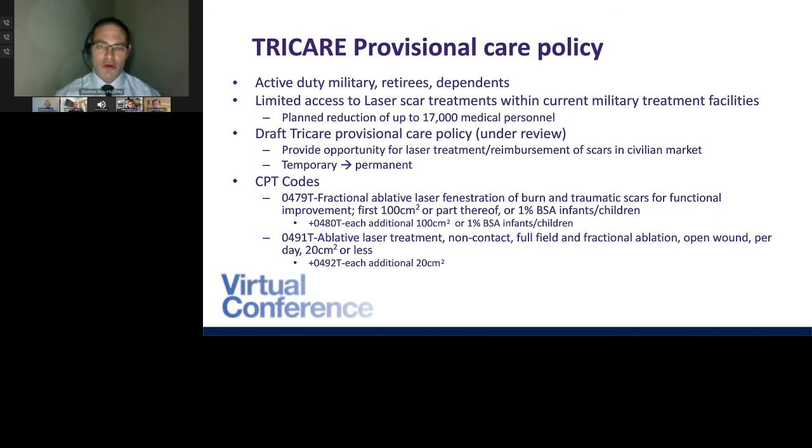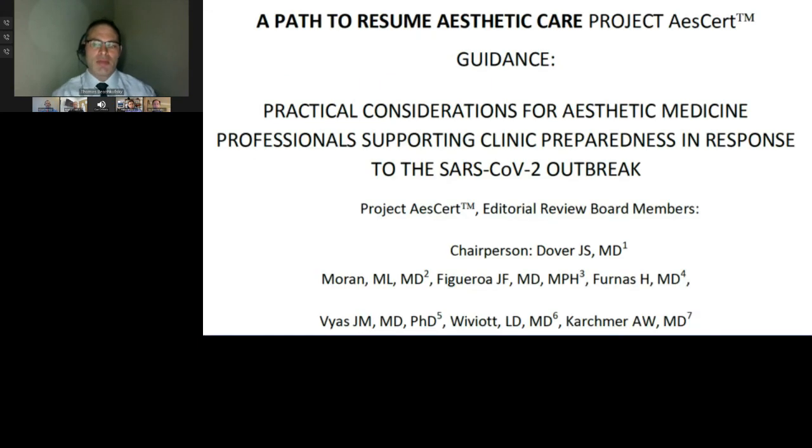So, and then lastly, I had mentioned I wanted to just touch on a consideration of what do we do right now for PPE in terms of the COVID-19 outbreak. How do we stay safe as providers? How do we keep our office staff safe? And how do we keep our patients safe?